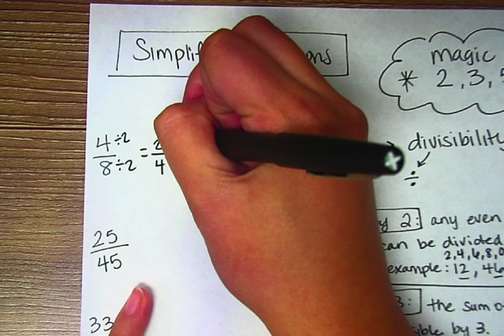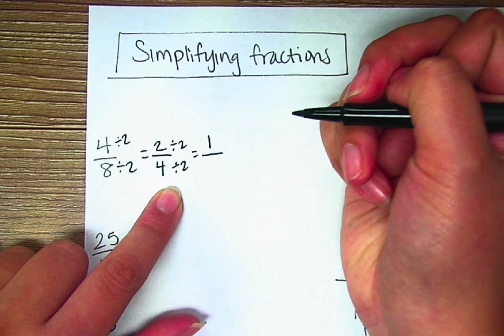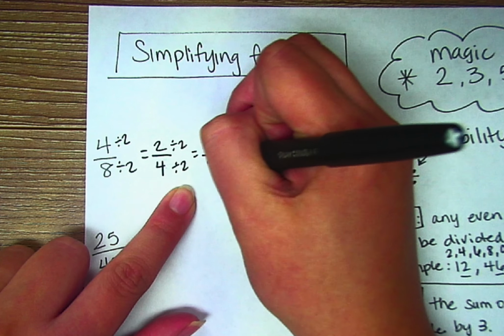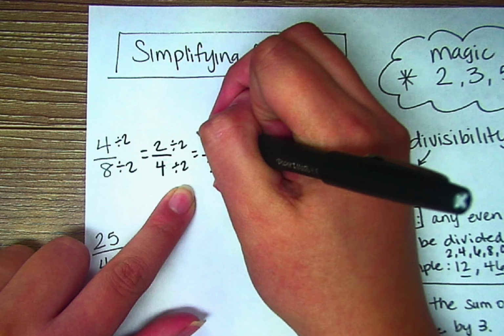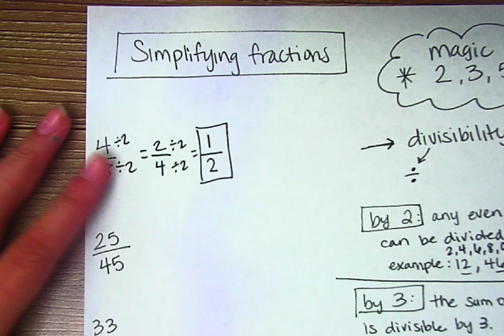My people with calculators, just make sure you're keeping up with the numbers. I want you to write all this out. Okay? If you divided the top number by 2, you need to write it, because you're going to get confused. So 2 divided by 2 is 1, and 4 divided by 2 is going to be 2. That is my simplest form. That's my answer. Okay, let's do the next one.